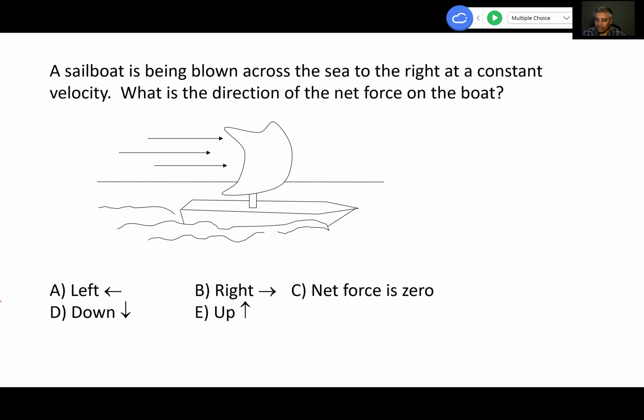So now moving on, here is a question about a sailboat. I was just talking about a boat. So here this sailboat is propelled by the air. Okay.